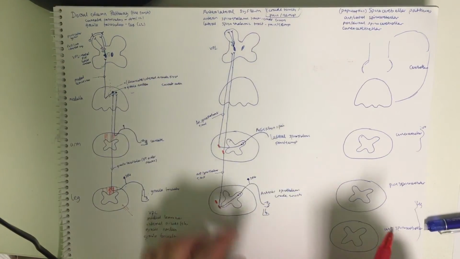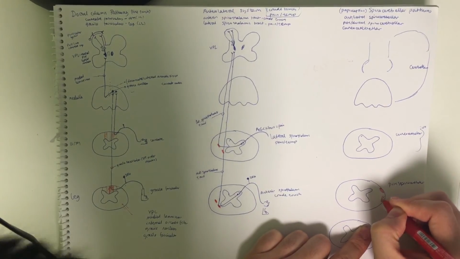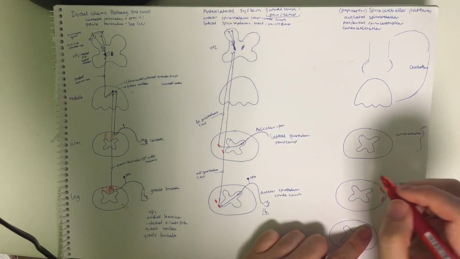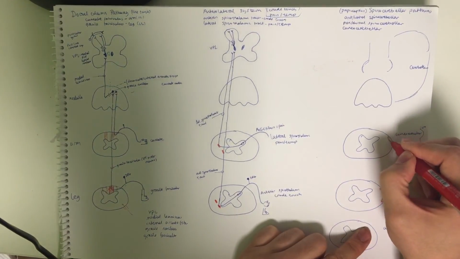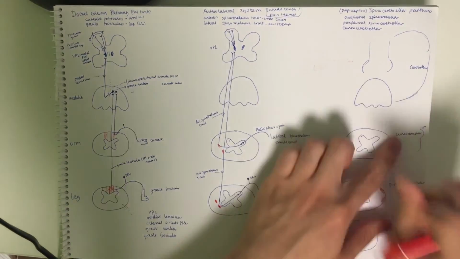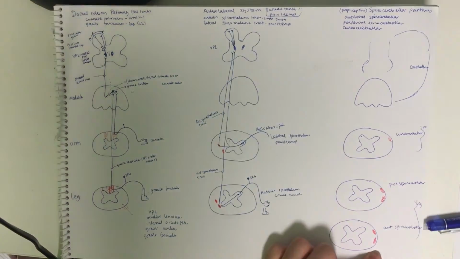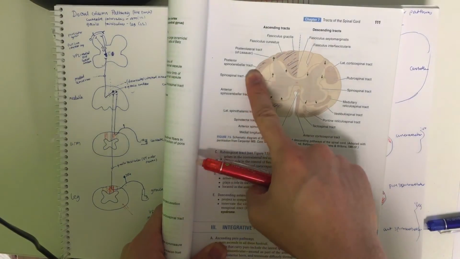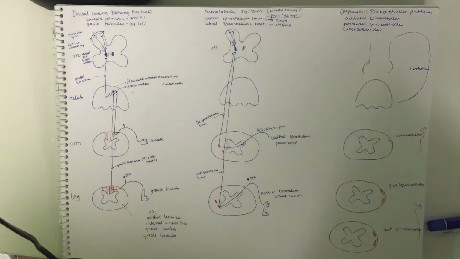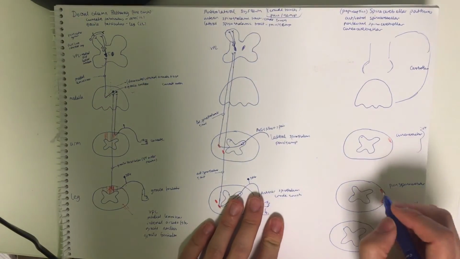And again, as always, I want to highlight where the tracts are found. So here are the tracts. If you want to see the book, here you go: anterior and posterior spinocerebellar tract. So let's talk about the posterior spinocerebellar tract.